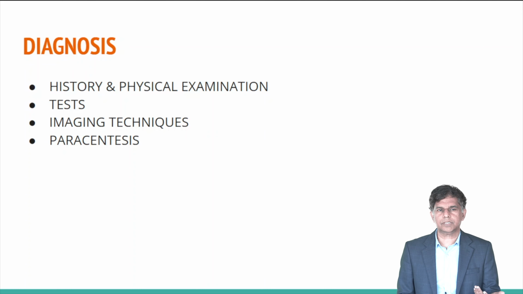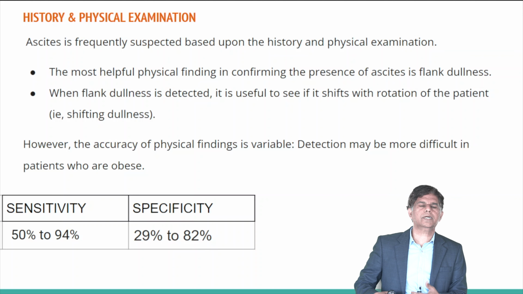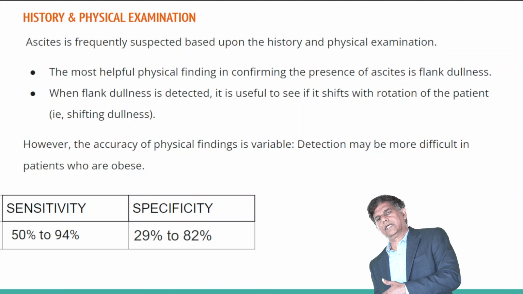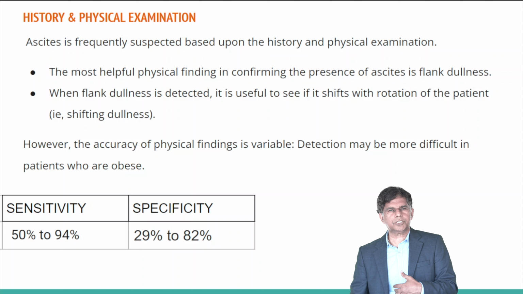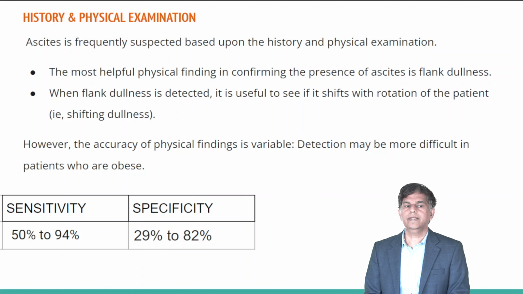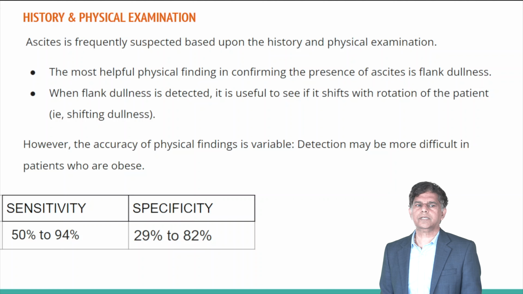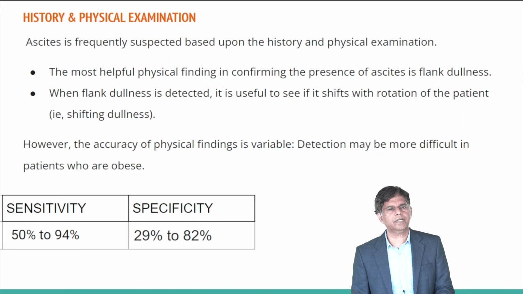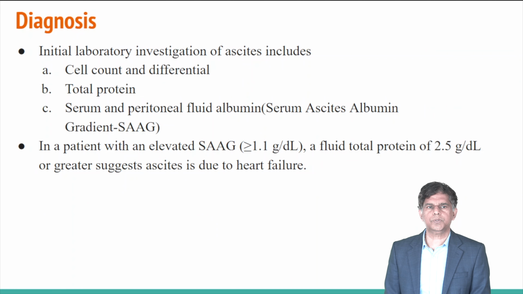And when you look at the physical examination, always do the shifting dullness test, right? You put the patient supine and percuss, and then you put the patient on the lateral side and percuss, and see where the fluid level is. Look at the sensitivity and specificity, pretty good. Sensitivity could be up to 94%, specificity up to 82%.